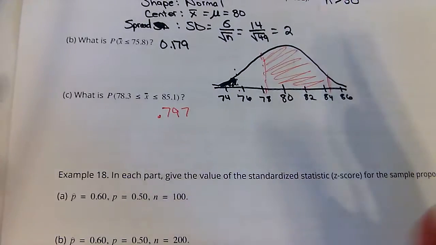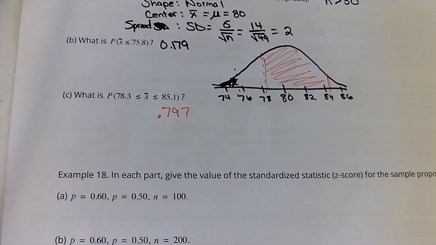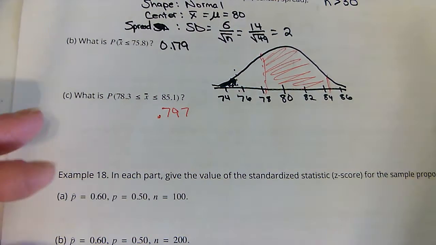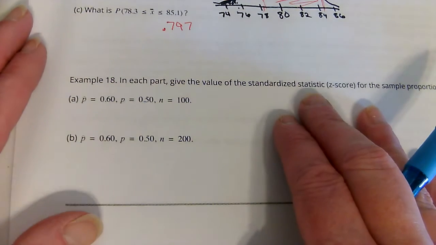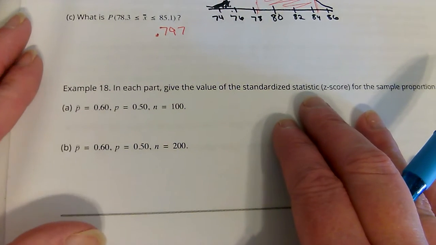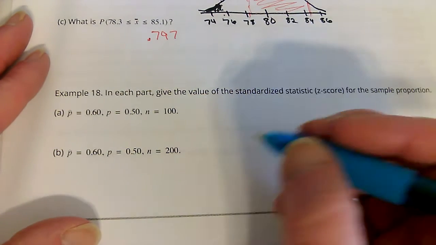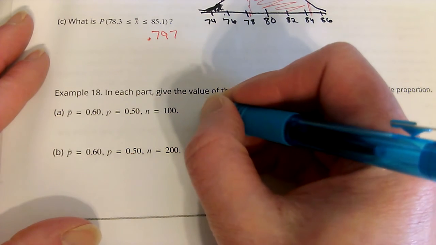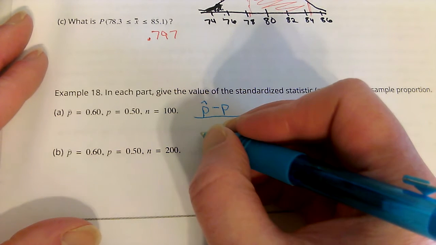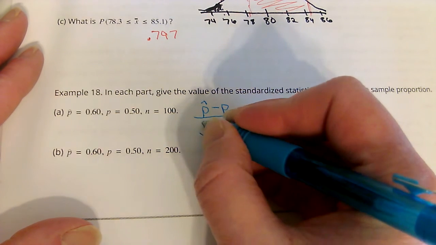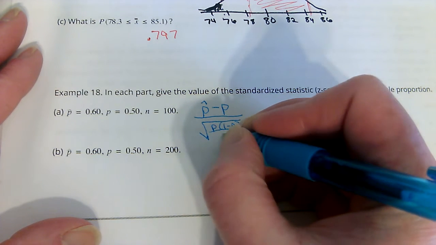Now, I said let's not worry about those formulas, but I don't remember if I assigned any homework that had it. So I'm going to backtrack on my own statement, and let's find the standardized statistic for the sample proportion. In other words, using that formula from up there. It says to take the p hat minus p over the standard deviation, which would be the square root of p times 1 minus p over n.